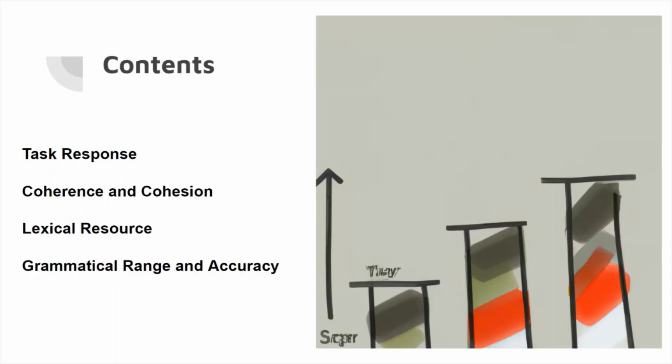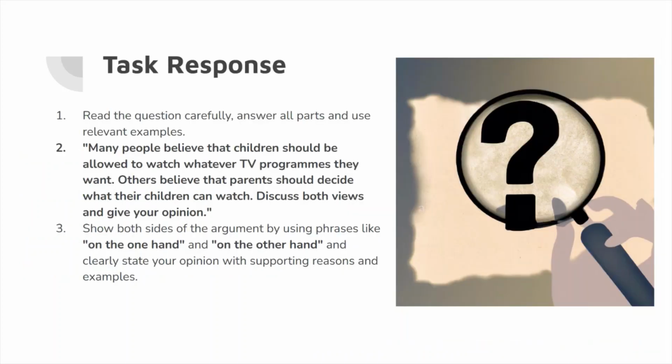First of all, let's look at the 4 band descriptors, which are task response, coherence and cohesion, lexical resource, and grammatical range and accuracy. Let's analyze each of them in detail and see how you can score well in each one. Task response is the first band descriptor and is about how well you have answered the question. To score well in this category, make sure you read the question carefully and answer all parts of it. Use relevant examples and evidence to support your arguments.